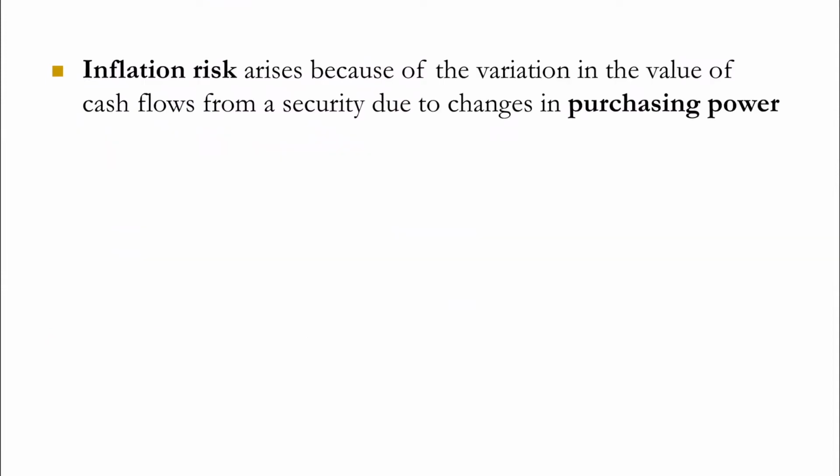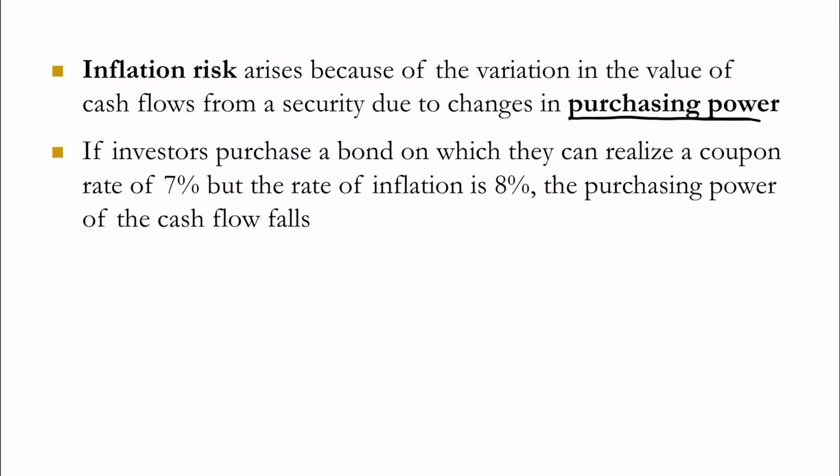The first is your inflation risk. We just discussed what inflation is: an increase in the price of the basket of goods. Inflation risk arises because of the variation in the value of the cash flows from a security due to changes in purchasing power. That's what inflation focuses on: what a dollar can actually purchase. If our dollar can purchase more, we actually have deflation, which doesn't occur too often, or you have inflation where your dollar can purchase less. Sorry about that.